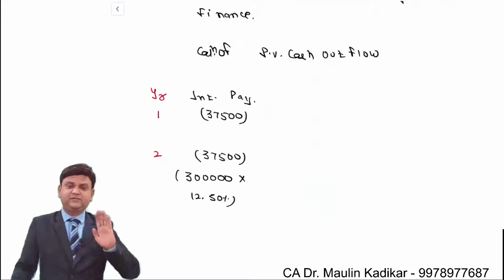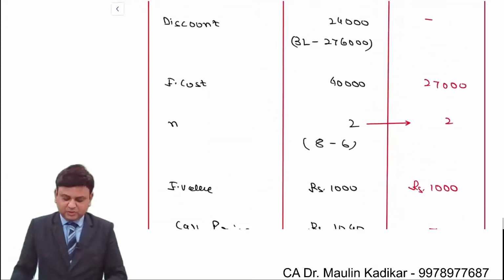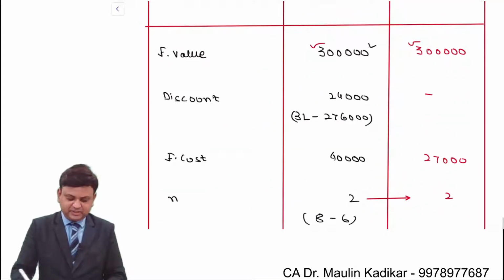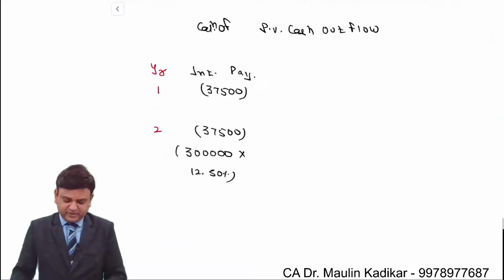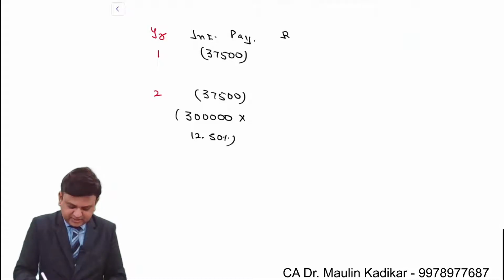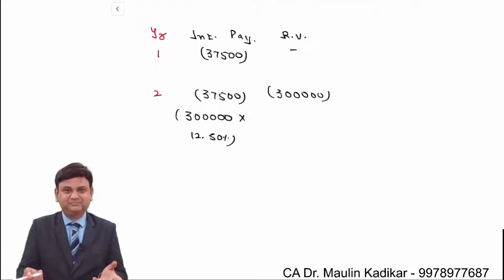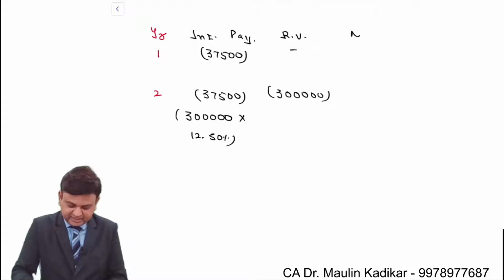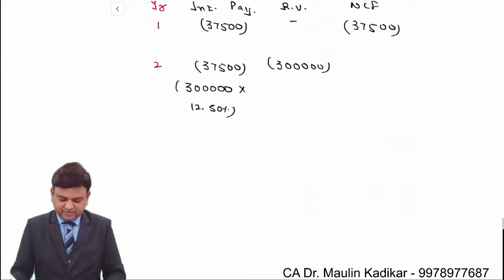If at all we continue with the existing debt finance, the question does not provide any information about the redemption premium. So we assume that the redemption will be at the face value. So the redemption value is an amount of 3 lakhs. That's it. Net cash flow: 37,500 for the first year end, 3,37,500 for the second year end.